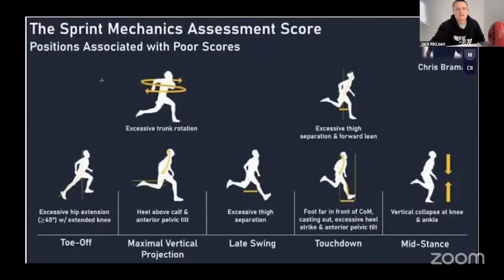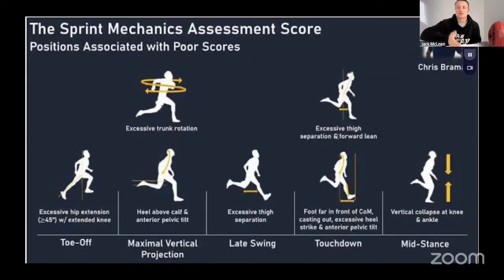So this is the SMAS, the sprint assessment score, and these are the different areas. So he's got 1, 2, 3, 4, 5, 6, 7 different areas to look for in max velocity. Excessive trunk rotation, we'll get some points against. Excessive hip extension, so out the back, they're over pushing. Heel above calf in anterior pelvic tilt, so that would typically cause their backside mechanics to be too dominant. Then we've got excessive thigh separation with our late swing phase, excessive thigh separation and forward lean.